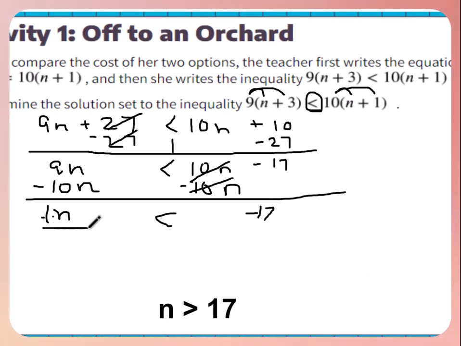All right, now divide both sides by negative 1. When you divide by negative 1, or you multiply by negative 1, anything over itself is 1. That's going to make this n positive. This is going to flip around because we did that division by negative 1. Negative divided by negative is a positive. 17 divided by 1 is 17. So that's how we got this answer.